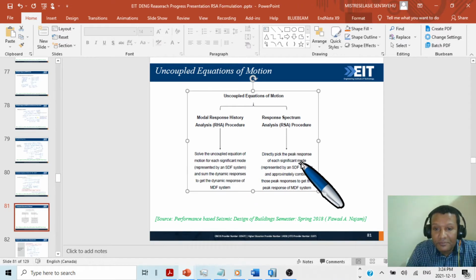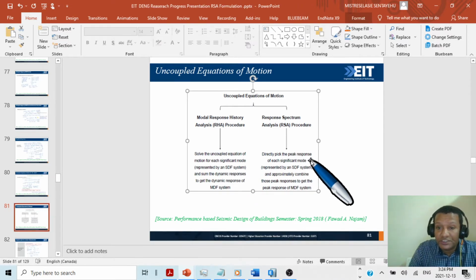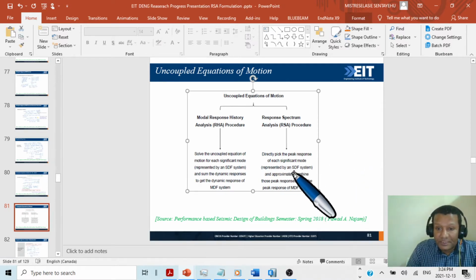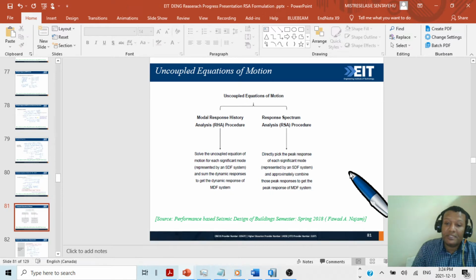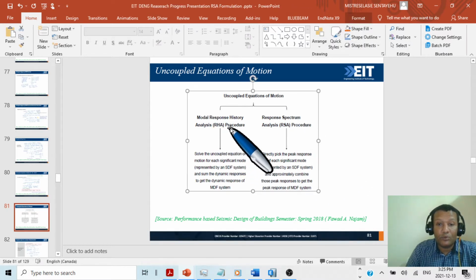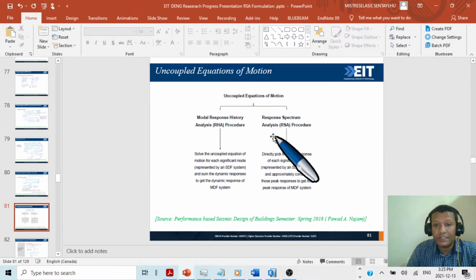So we directly pick the peak responses for each significant mode. We choose only the significant modes represented by single degree of freedom systems and approximately combine those peak responses to get the peak response of the multiple degree of freedom system. So this is the difference between response spectrum analysis and the modal response history analysis procedure.